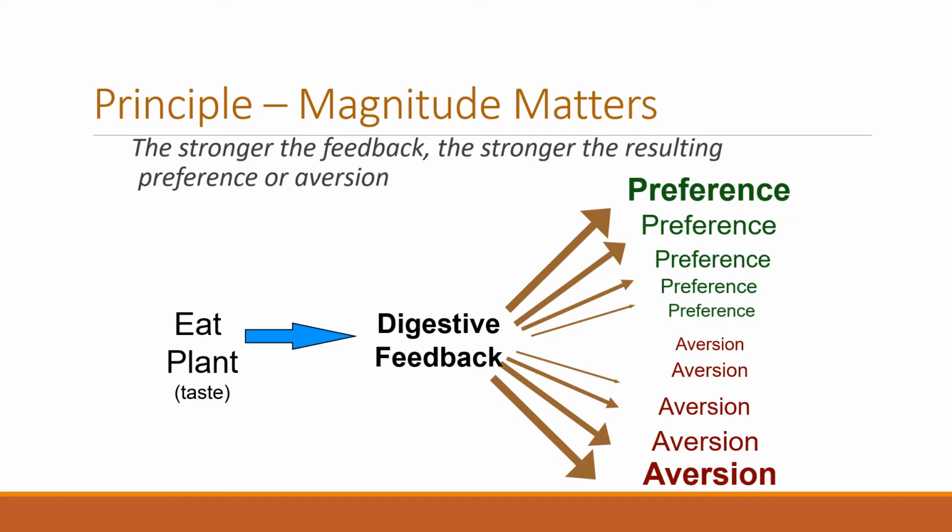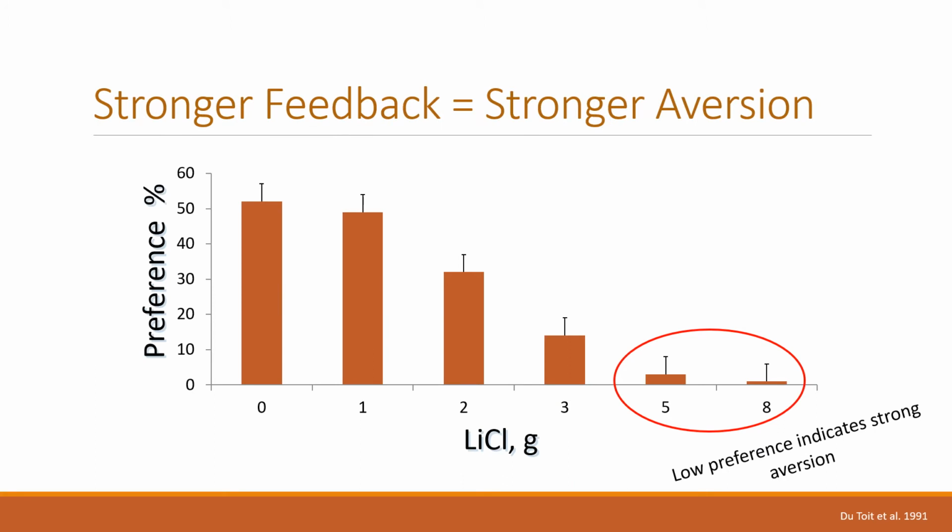If an animal eats a food and gets a strong negative feedback, they're going to form a strong aversion. In fact, it could be a lifelong aversion if it's really strong feedback. So the amount of feedback affects the preference or the aversion that's formed. Here was a simple experiment that Johan du Toit did. Also, he was with the Utah State group at that time, and he looked to see if it was true that the stronger the feedback, the stronger the aversion.